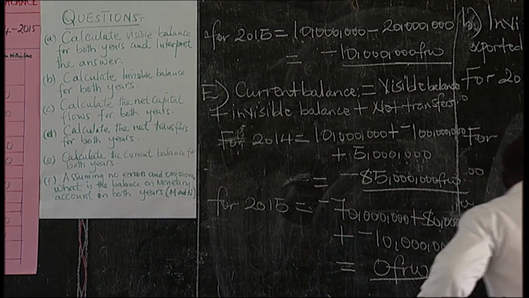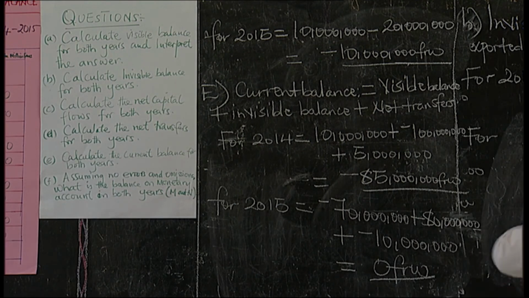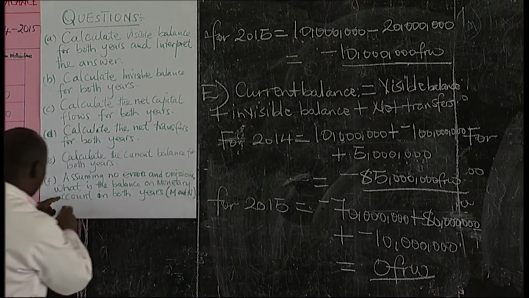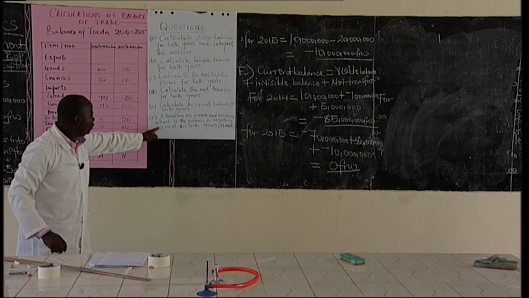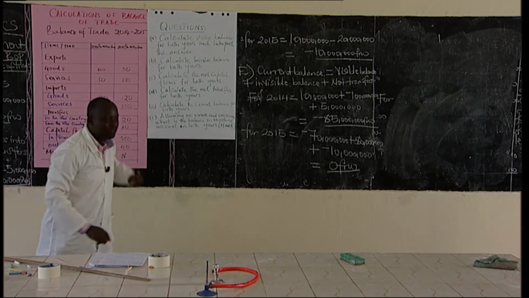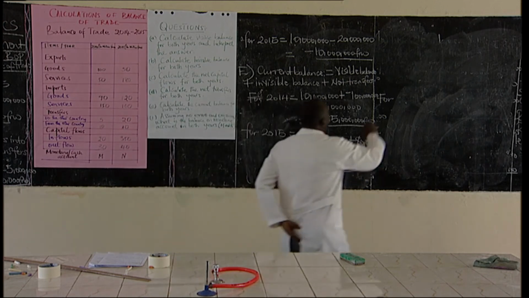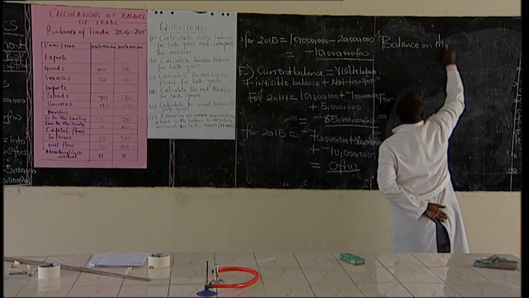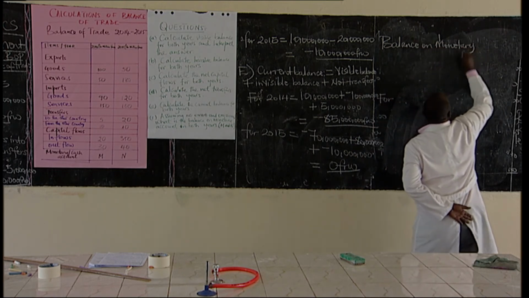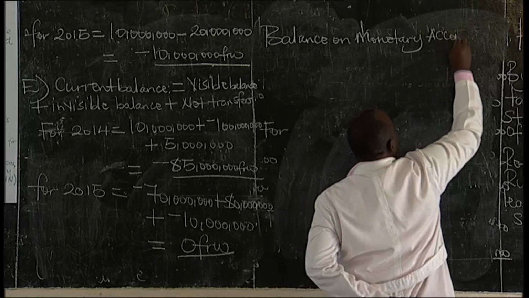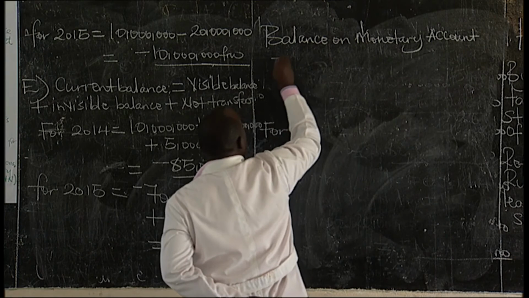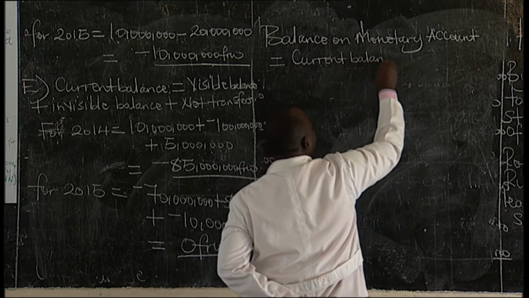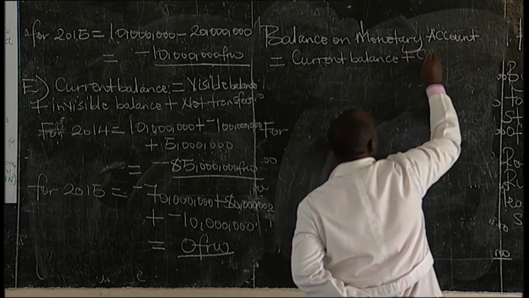Then, the last question is, assuming no errors and omissions, what is the balance on monetary account in both years, which is M and N? Now, to get the balance on monetary account, what will be the formula? We shall get the current balance plus the capital balance.